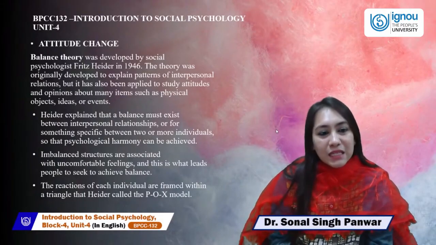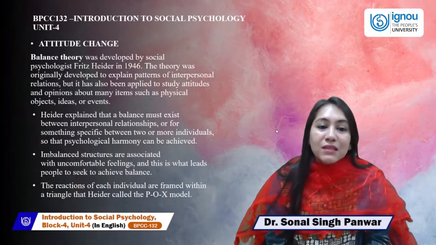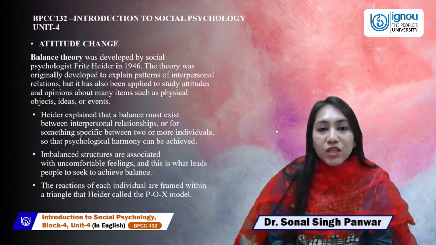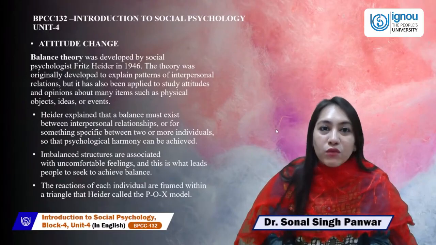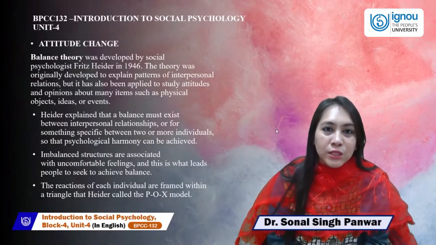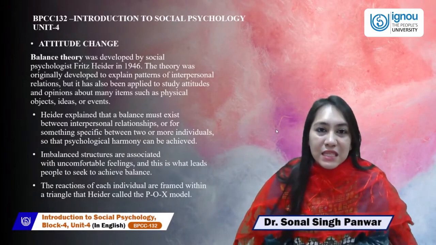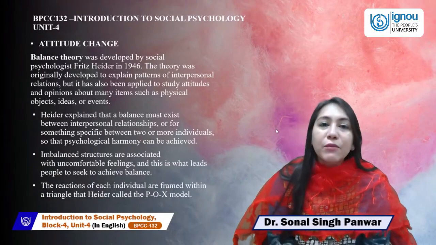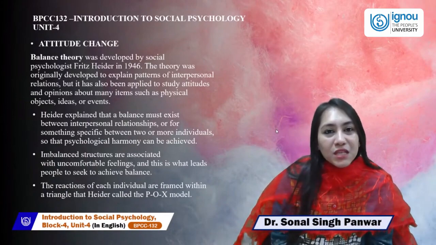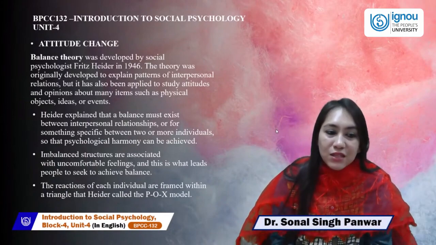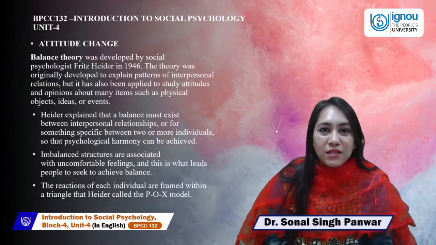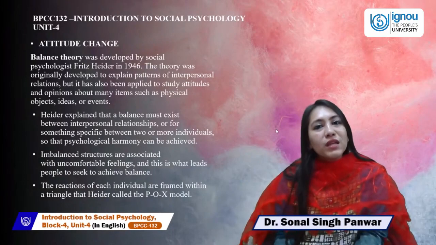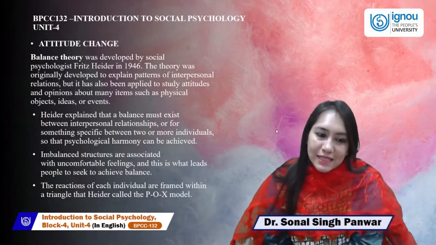Heider explained that balance must exist between the interpersonal relationships of two or more individuals who are together, with a positive relationship between all three. So if we have A and B and C, the relationships of A and B, B and C, and C and A should be positive, hypothetically. Also, imbalance is associated with a lot of discomfort, a lot of anxiety, an urge that pushes you to seek balance. So imbalance usually is there so that you make changes and seek balance.